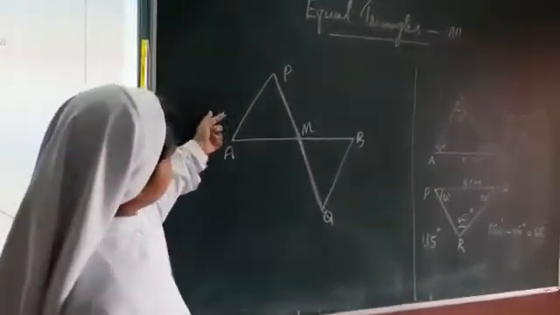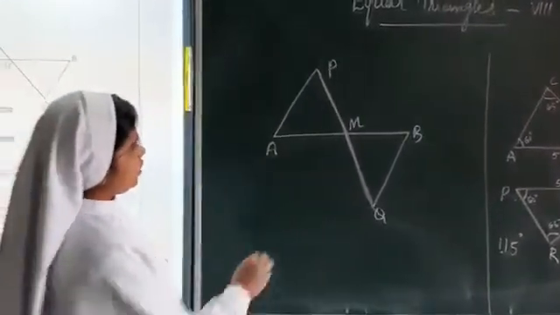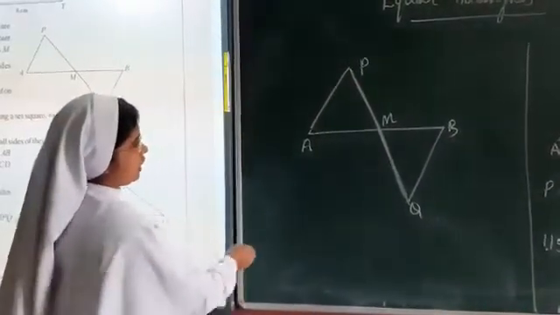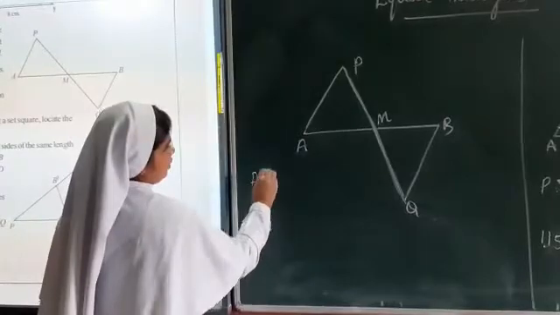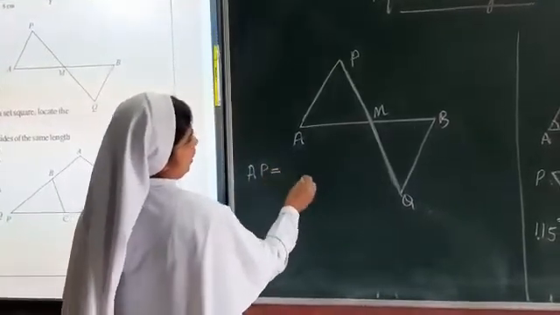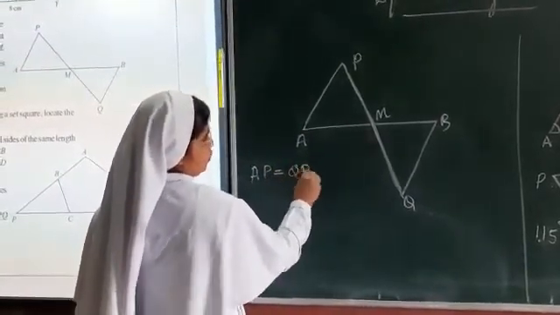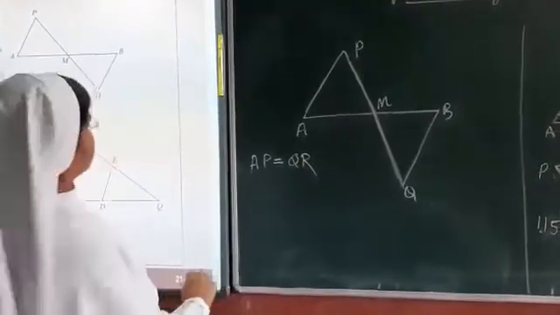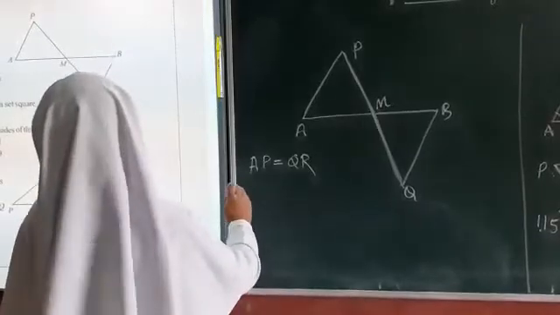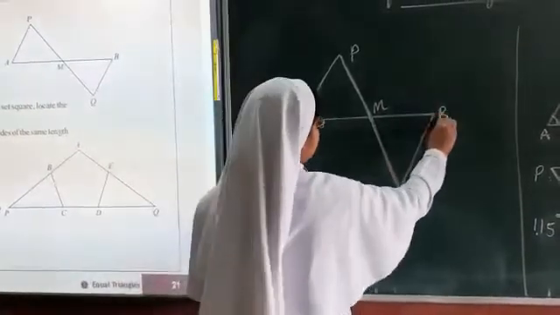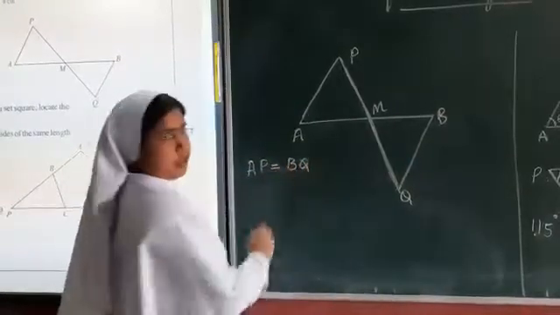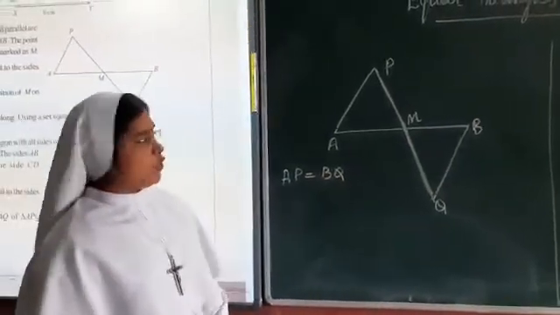Now, let's see the figure here. The same figure is drawn here. What are the things we know? Only a few things we know here. AP is equal and parallel to BQ. So AP is equal to BQ. This is the only thing given to us.